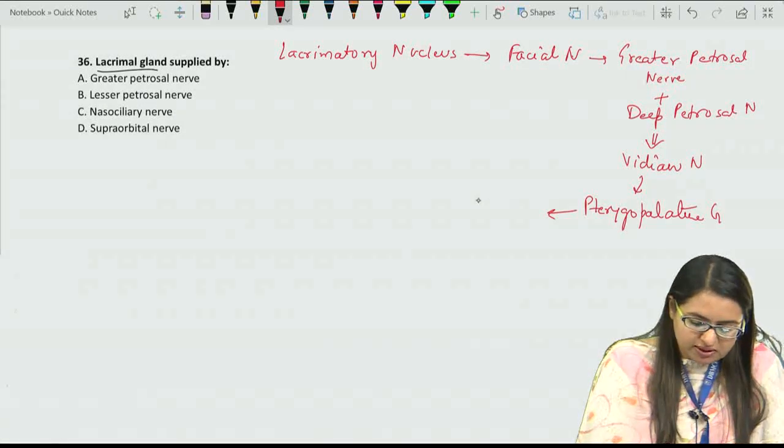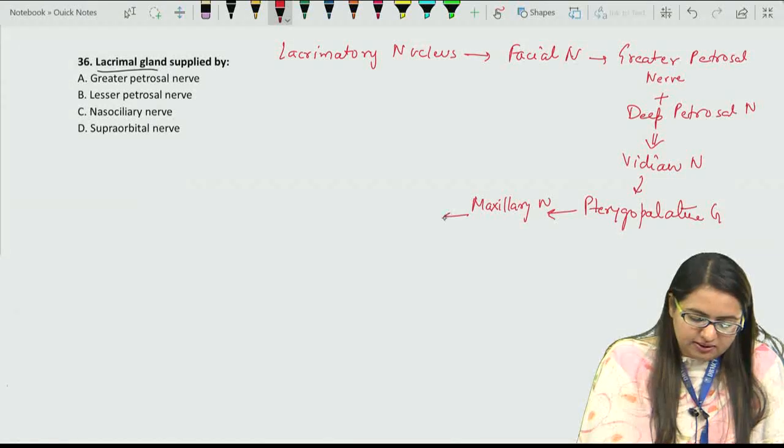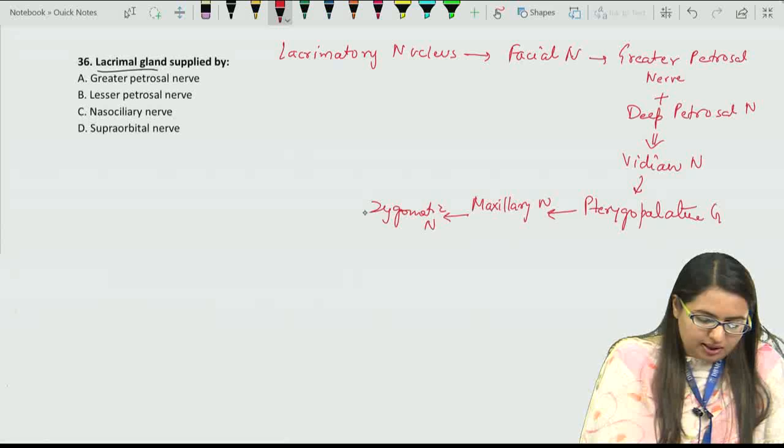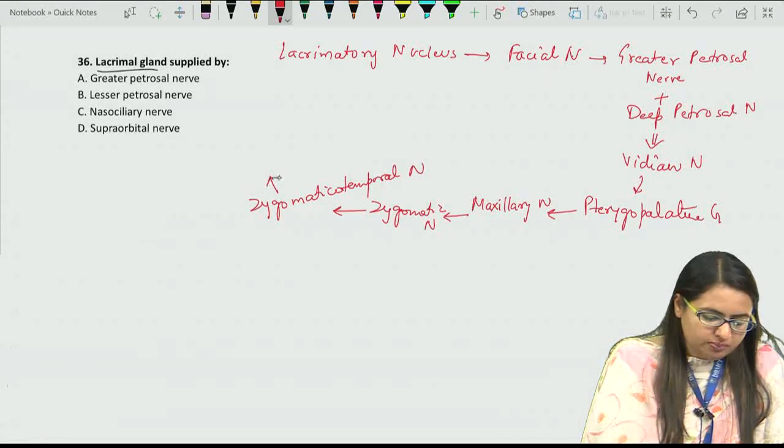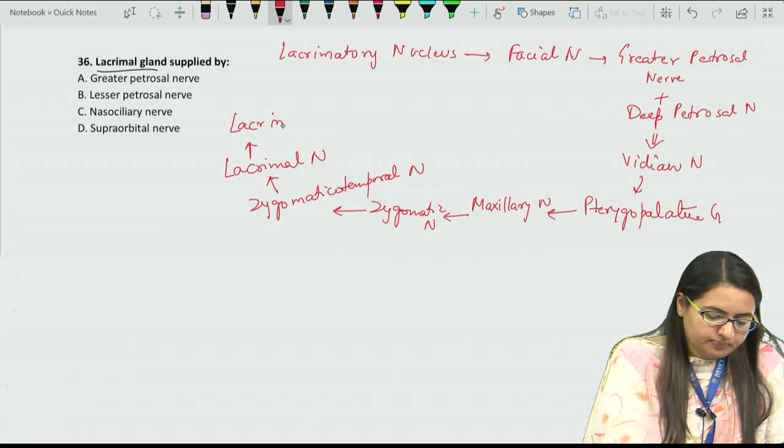will be passing through the maxillary nerve, the zygomatic branch of maxillary nerve, and then the zygomatico-temporal branch. This zygomatico-temporal branch goes towards the lacrimal nerve, which will finally supply the lacrimal gland.